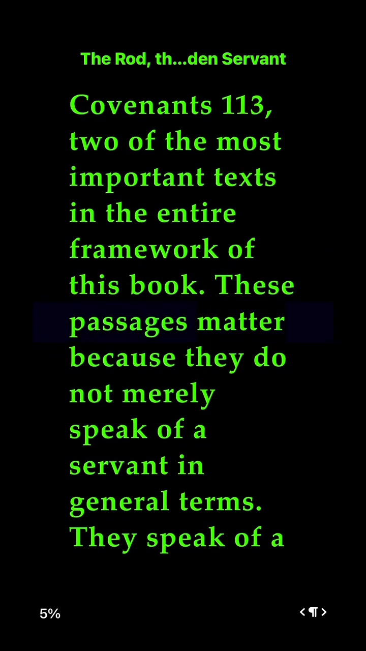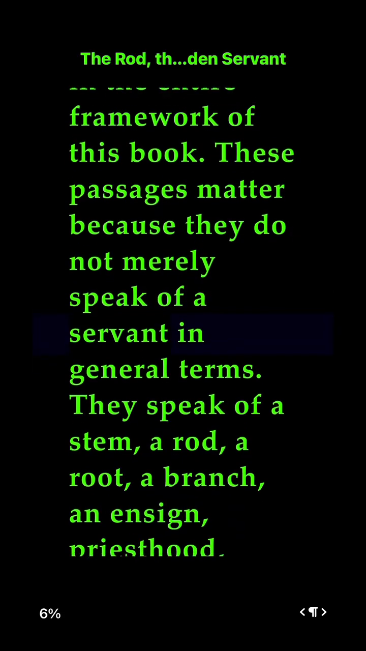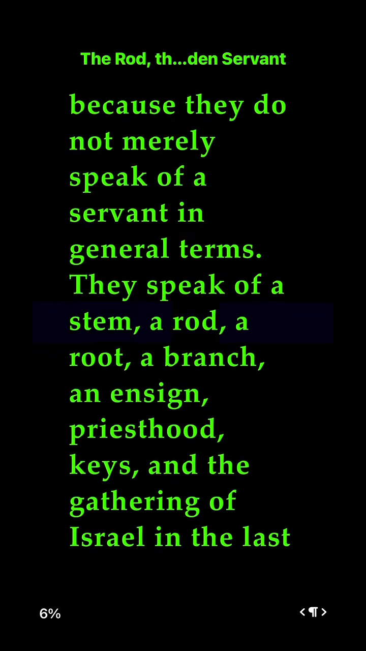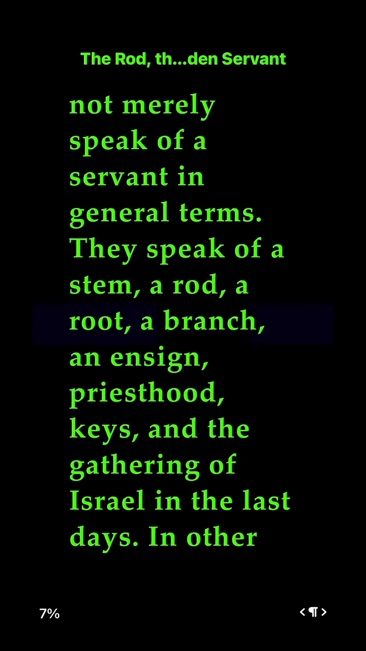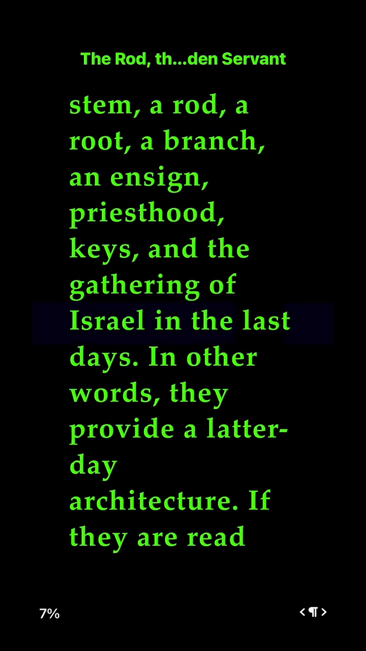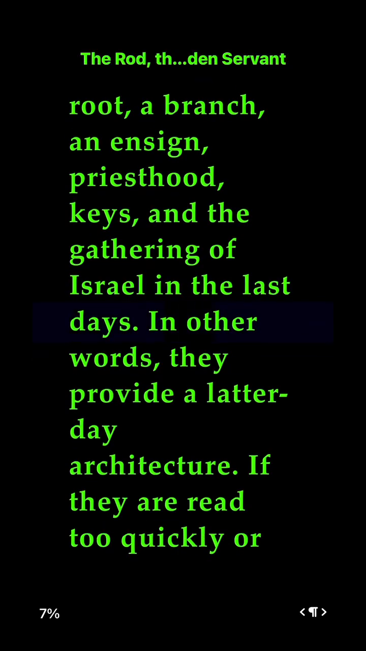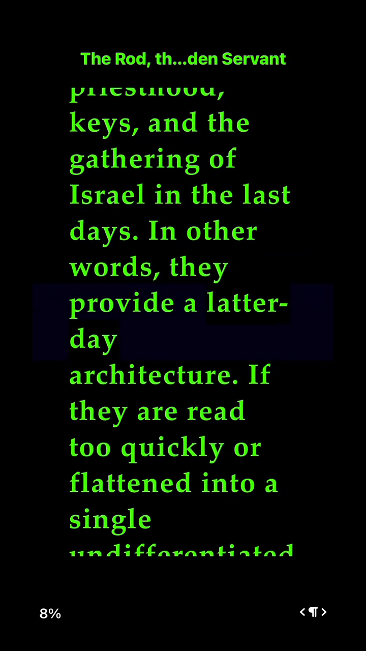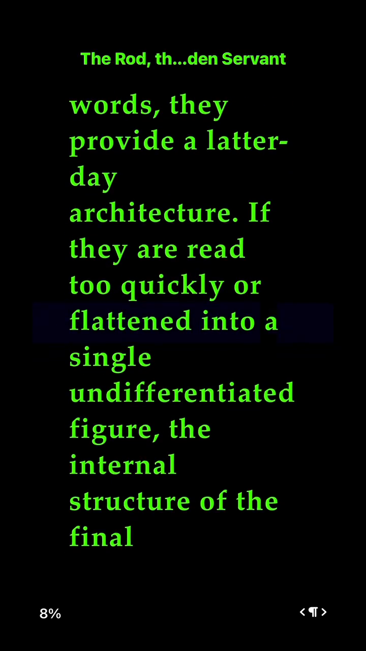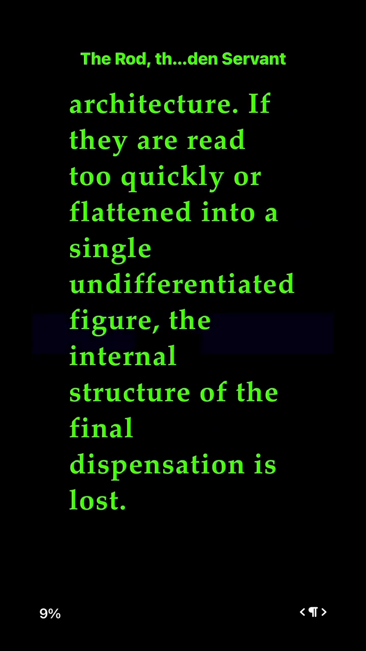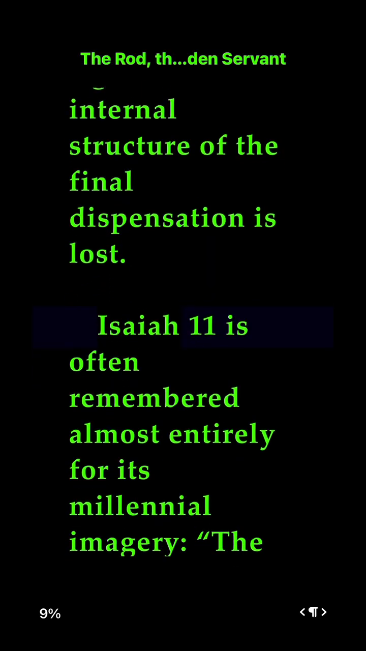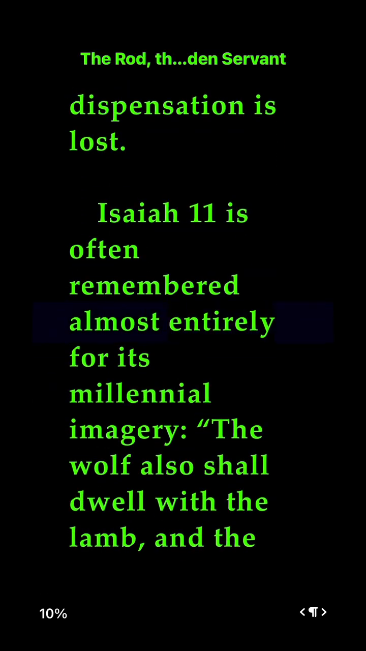These passages matter because they do not merely speak of a servant in general terms. They speak of a stem, a rod, a root, a branch, an ensign, priesthood, keys, and the gathering of Israel in the last days. In other words, they provide a latter-day architecture. If they are read too quickly or flattened into a single undifferentiated figure, the internal structure of the final dispensation is lost. Isaiah 11 is often remembered almost entirely for its millennial imagery.